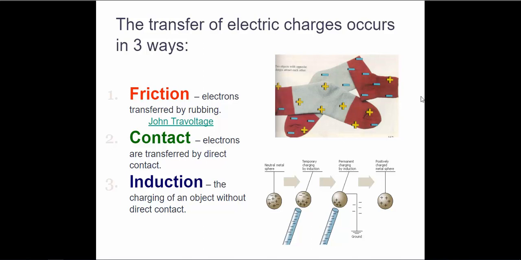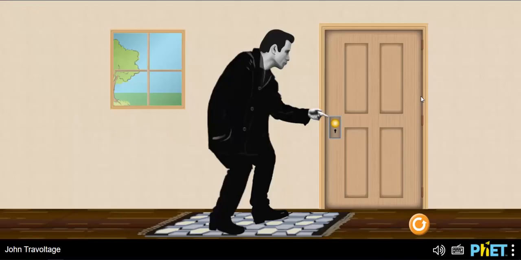So for instance, if you put some socks on your feet, shuffle them across the carpet, you build up a charge, and then you go touch the doorknob, you discharge in the doorknob. And you'll typically discharge everything because we consider the doorknob to be grounded. We'll talk about grounded here in a second. Well, let's look at John Travolta. So this is a little simulation here.